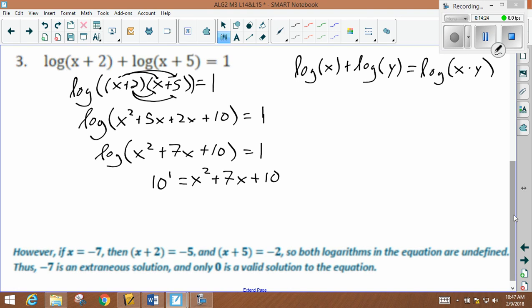So 10 to the first power is 10, right? But you subtract 10 from 1. I like that, though. When I'm solving a quadratic equation, I like to set it equal to 0.